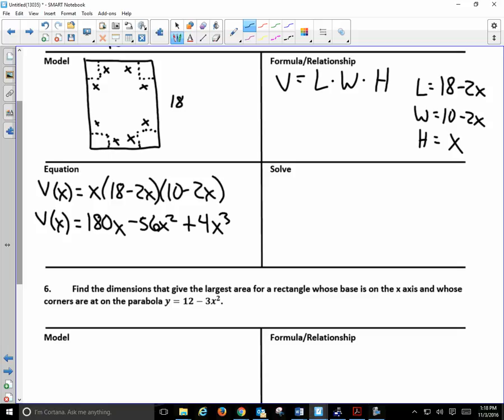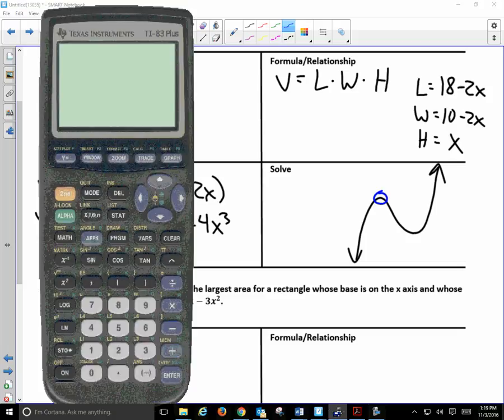So is this cubic right side up or upside down? Right side up. Am I looking for the maximum or the minimum? Maximum. So, can I do negative b divided by 2a? Why can't I do it? Because it's a cubic, not a quadratic. So you got two options, folks. You either do calculus or your graphing calculator, but none of us know calculus.